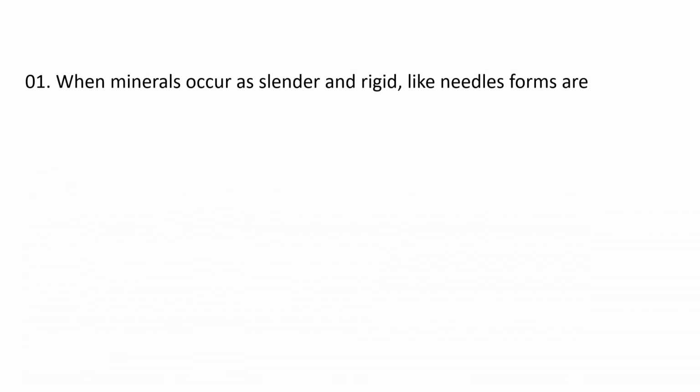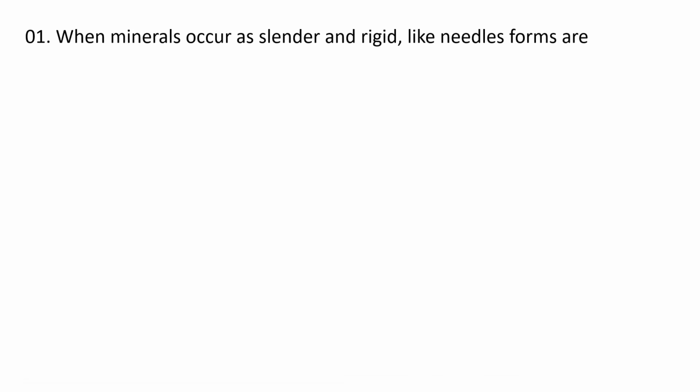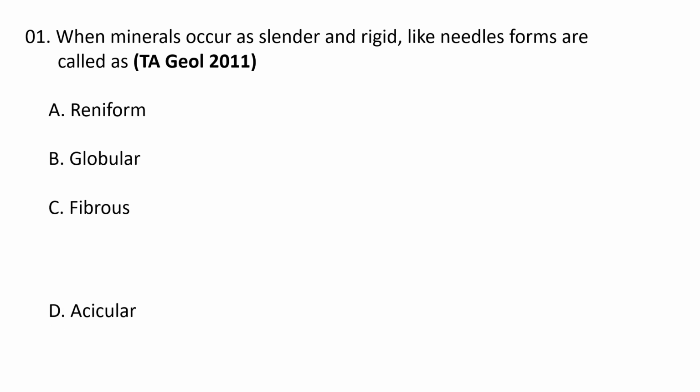When minerals occur as slender and rigid needle forms, they are called as A. Reniform, B. Globular, C. Fibrous and D. Acicular. So the choice is D. Acicular. It refers to a crystal habit composed of slender needle-like crystals, and crystals with this habit tend to be fragile. So when minerals occur as slender and rigid needle forms, they are known as acicular. D is the correct option.